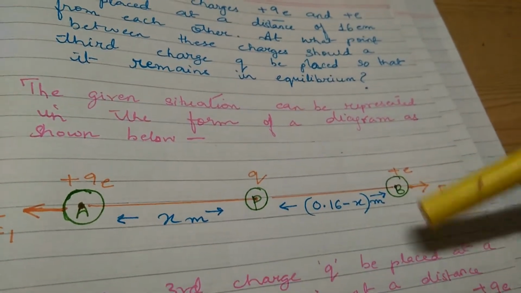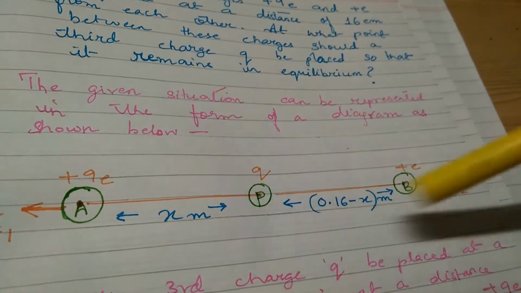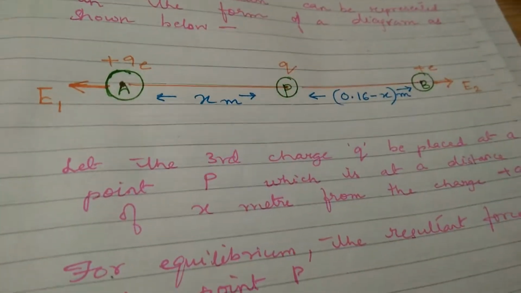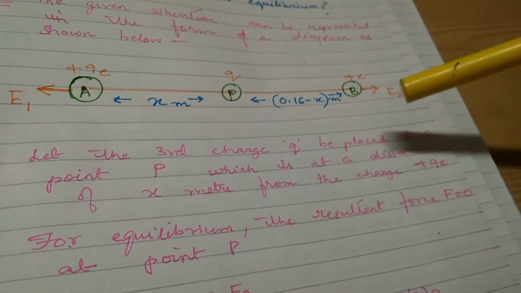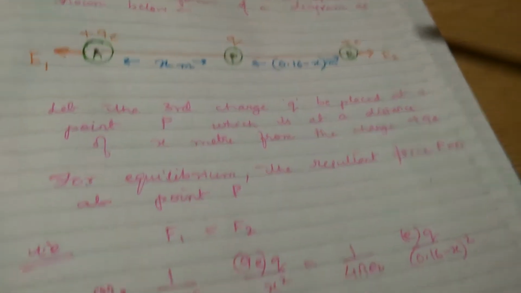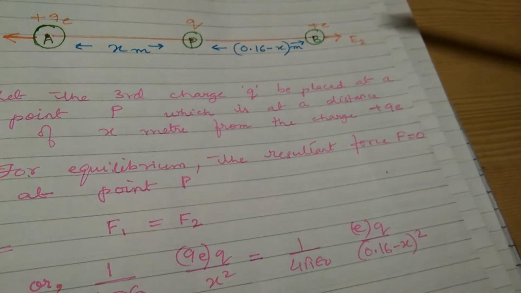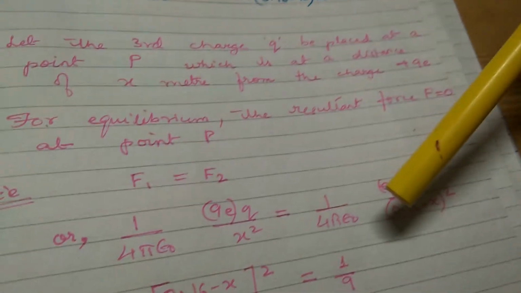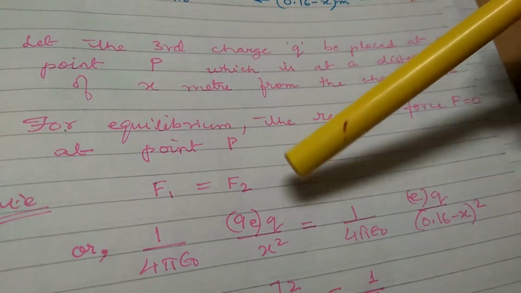x meter. And of course we have the electric fields E1 and E2, repulsive because both are like charges, both are positive charges. So we write it. Let the third charge q be placed at a point P which is at a distance of x meter from the charge plus 9e. For equilibrium, the net resultant force F should be 0 at the point P. That means the forces will balance each other. So F1 equal to F2.